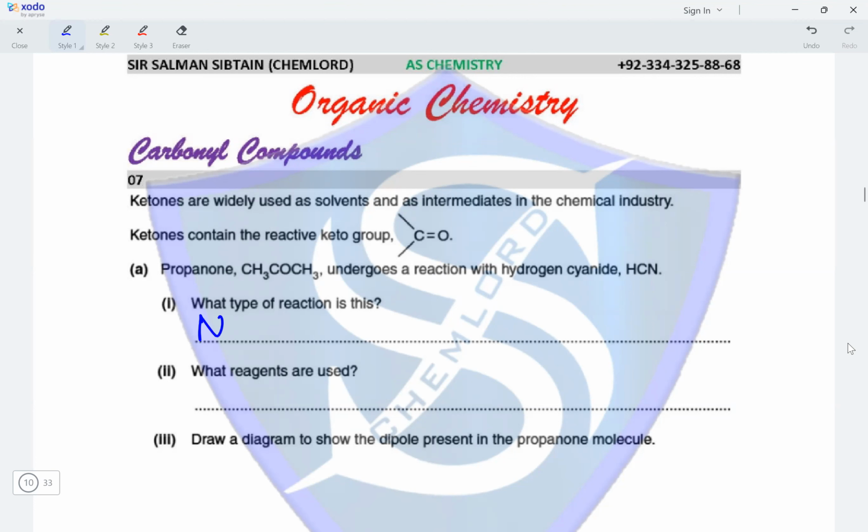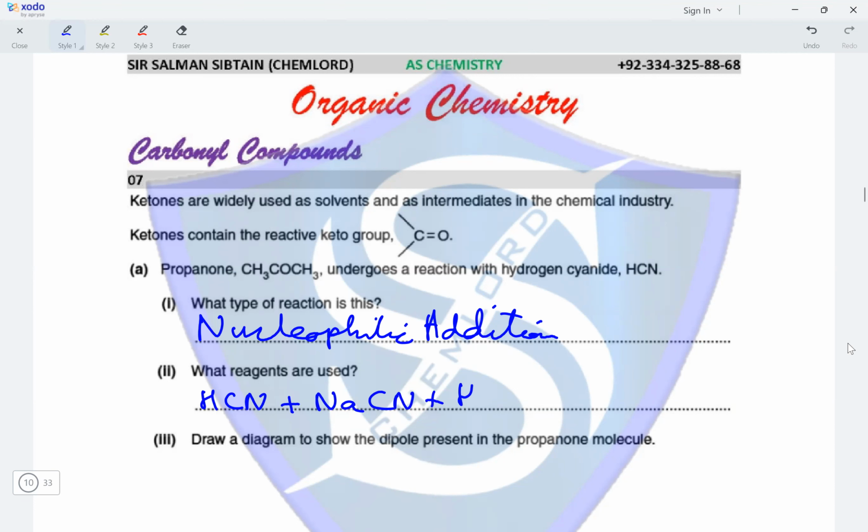It is nucleophilic addition. What reagents are used? So the reagents that are used would be HCN plus NaCN plus HCl. So these are the three reagents that would be required in order to carry out the nucleophilic addition reaction of propanone. Draw a diagram to show the dipole present in the propanone molecule.